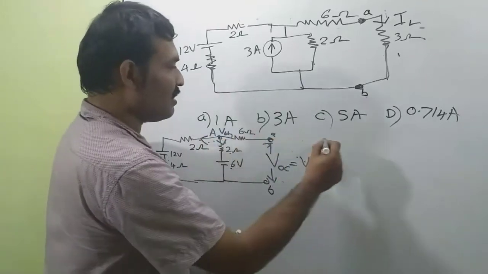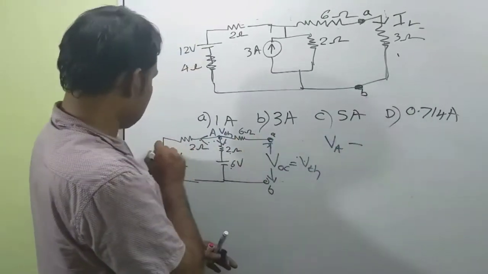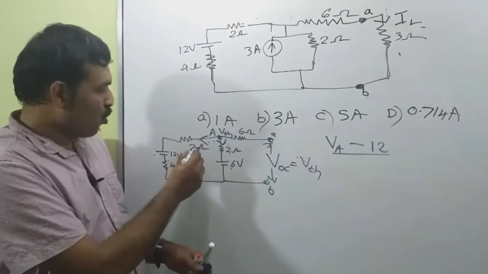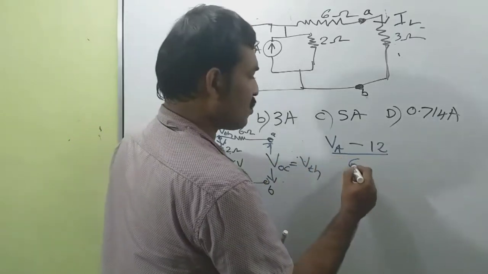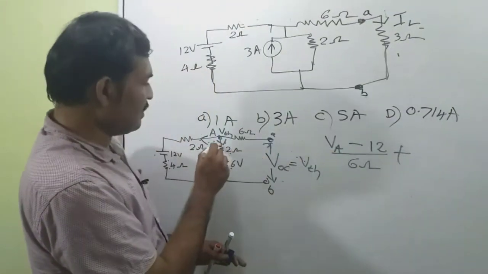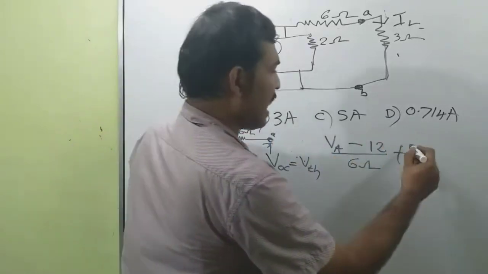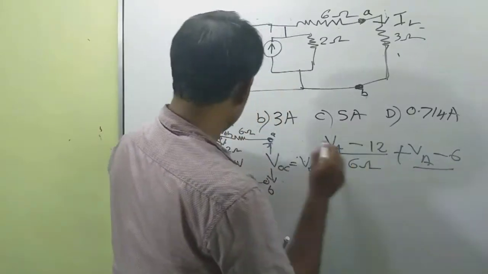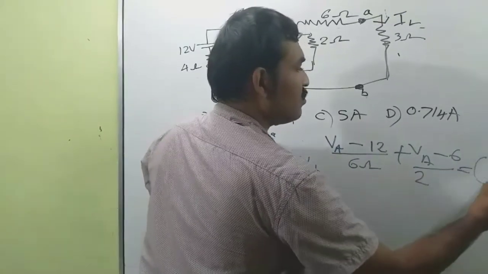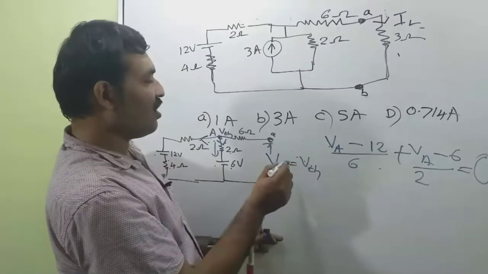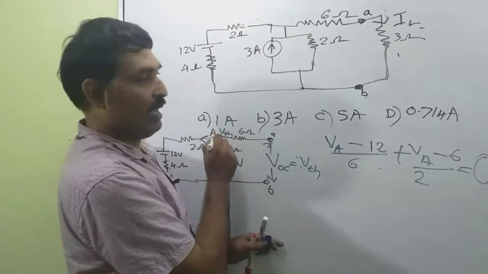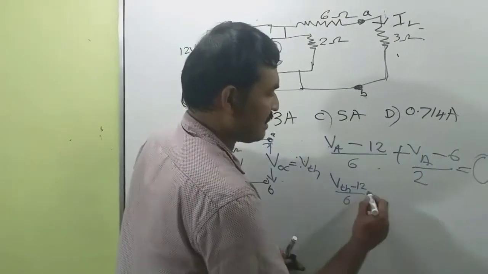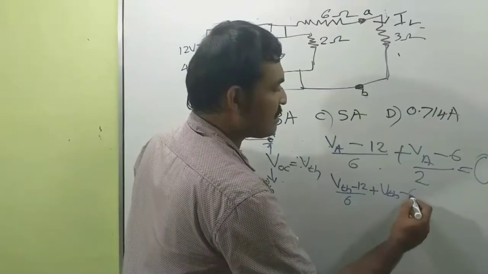So this current can be written as VA minus 12 volt divided by the total resistance, that is this 2 ohm plus 4 ohm. So 6 ohm, plus this current, that is VA minus 6 volt divided by 2 ohm. This is equal to 0. And VA is the same as VTH since this is connected to node A. So I am replacing VA by VTH: VTH minus 12 divided by 6 plus VTH minus 6 divided by 2.